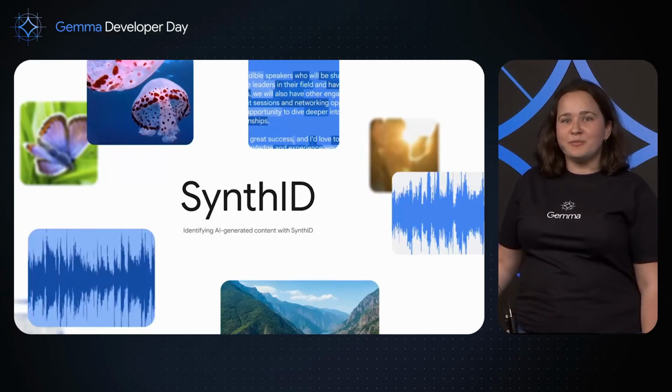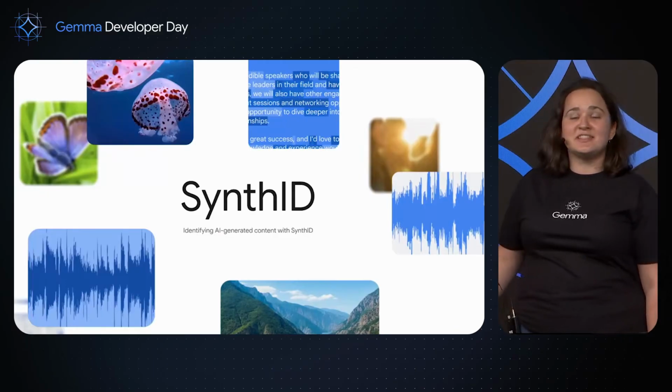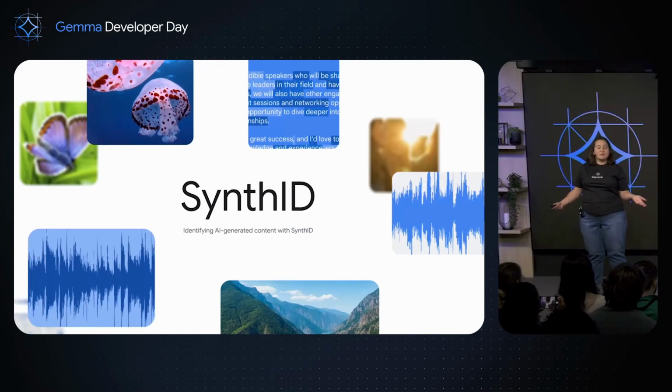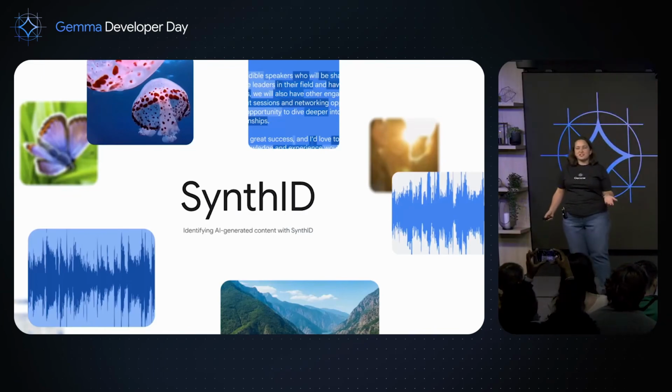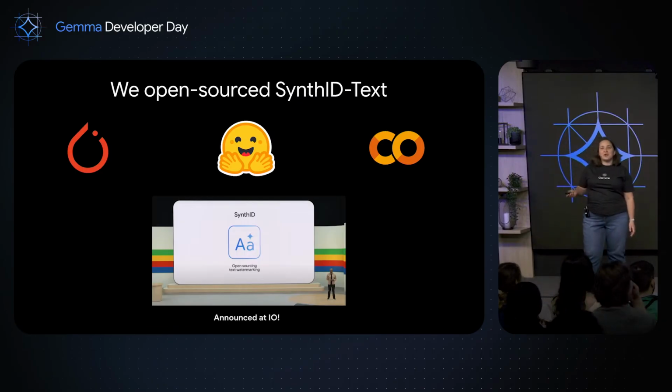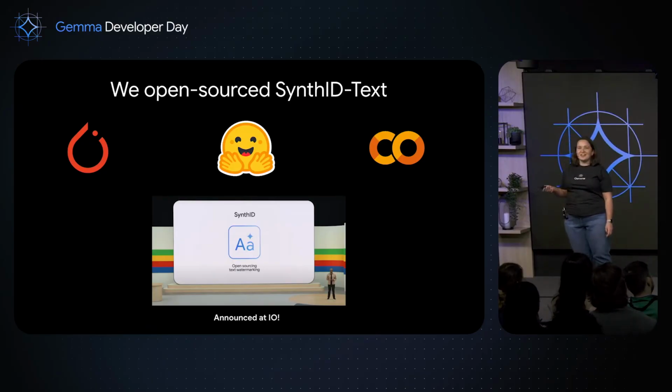To solve this problem, Google has introduced SynthID. It's a suite of tools which can be used to detect AI-generated content: audio, video, images, and text. And today, I am really happy to tell you about SynthID Text, a method that we open-sourced last year in HuggingFace, so that you can use it on your own models, and on Gemma models too.